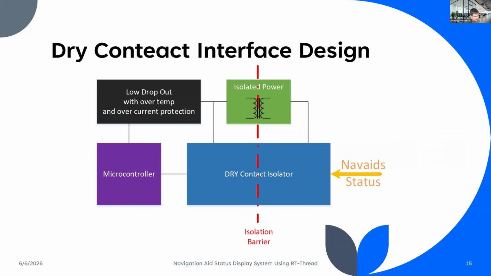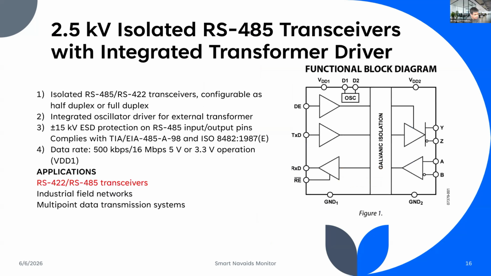And also for the direct contact subcard, we rely on a 2.5 kilovolt isolated transceiver and transformer driver. It includes robust 15 kilovolt ESD protection. Same as all of the equipment, we must isolate because we want our equipment to break down when the surge occurs.